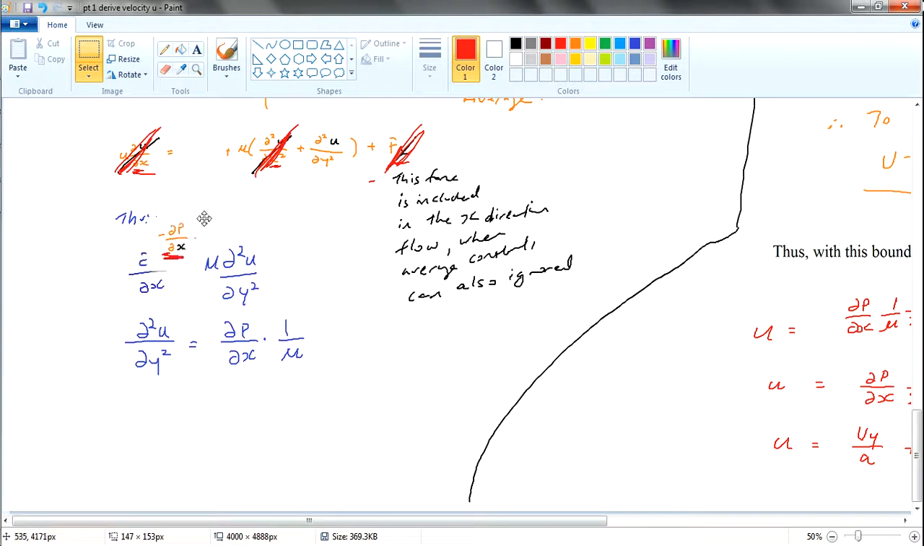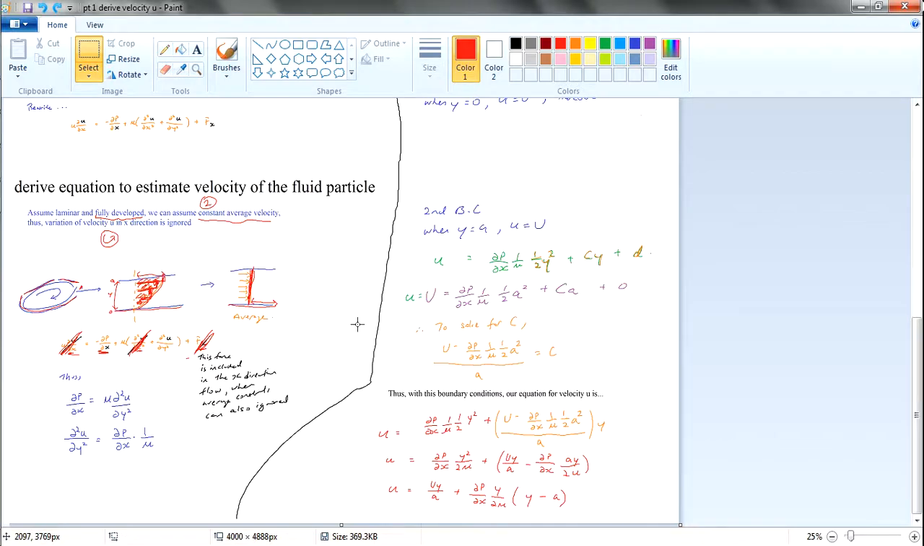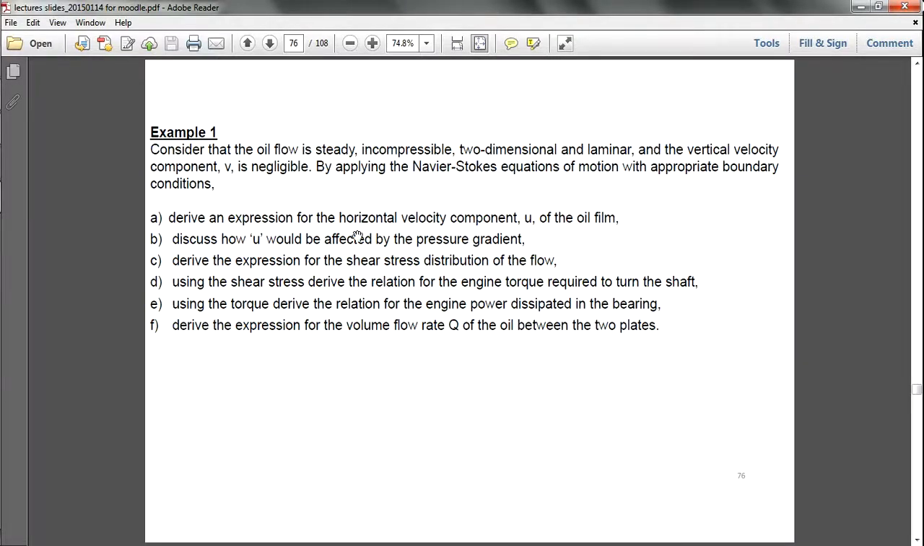And let's bring it over here, so it becomes plus. So it's positive, and then I just bring this down together with this. Then I bring this nu over here, and we have this equation. With this said, the question tells us to derive a horizontal velocity component u.